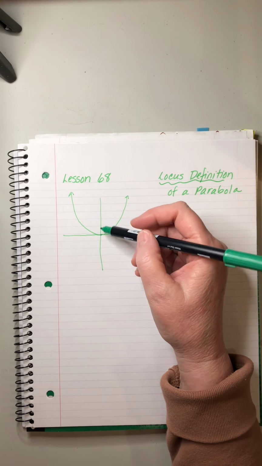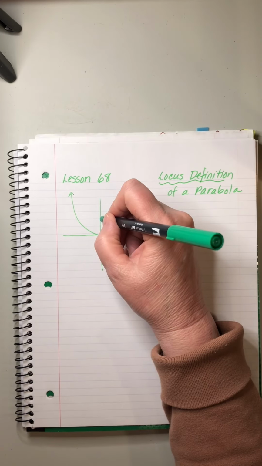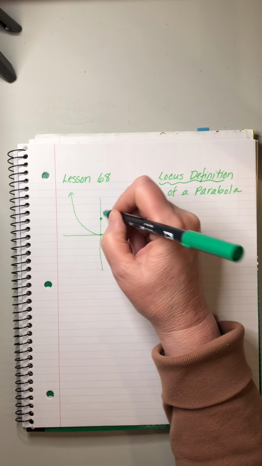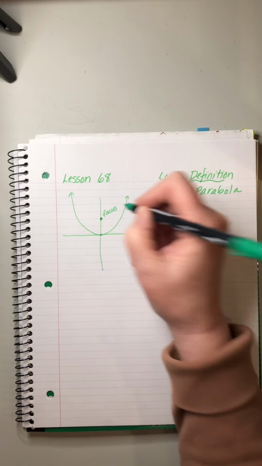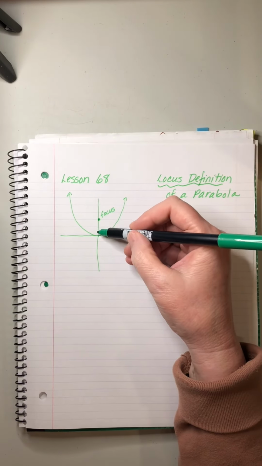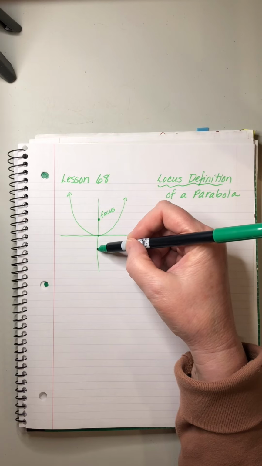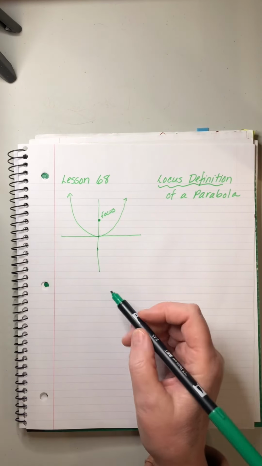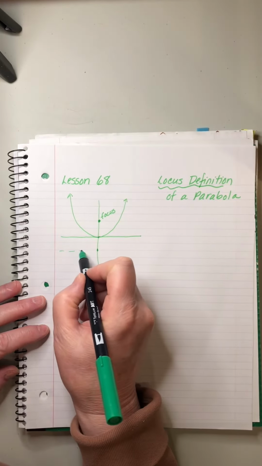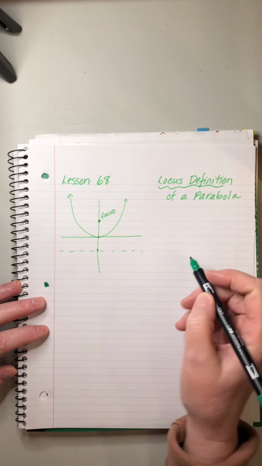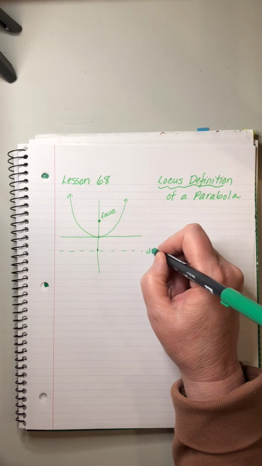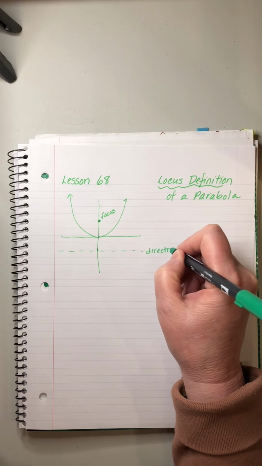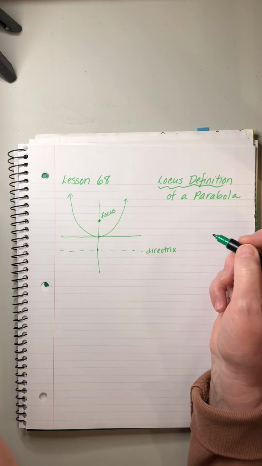There is a point inside of the parabola that's called the focus. Draw with me. And if you go outside the parabola in the same direction and draw a line at that point, that's a line called the directrix, which is a very cool word.